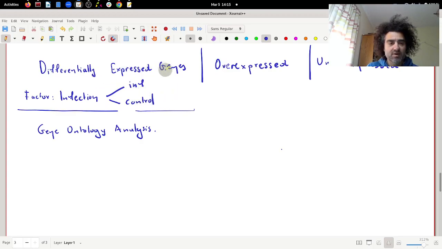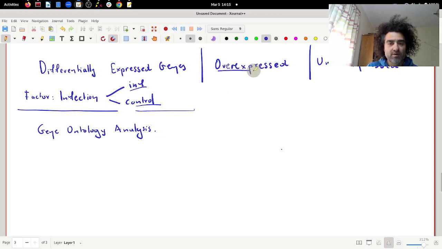So these differentially expressed genes are split in two categories: the overexpressed genes, which means that these genes are highly expressed in the infection class compared to the control class, and the underexpressed genes, which are expressed lowly in the infection class compared to the control class. Of course this is relative, depending on how we do the comparison, which is first and which is second.